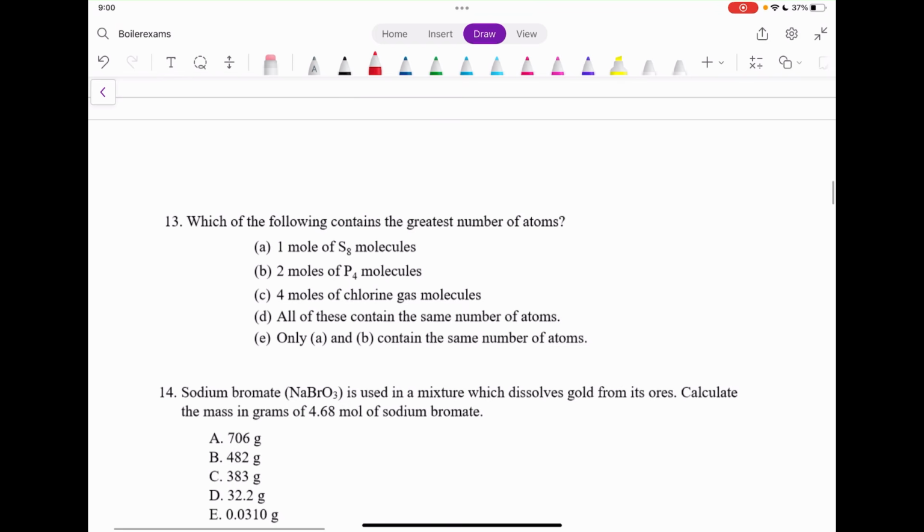Okay. 13, which of the following... Oh, my God, another one. Wait, maybe this one will be easier. Okay. 13, which of the following contains the greatest number of atoms?